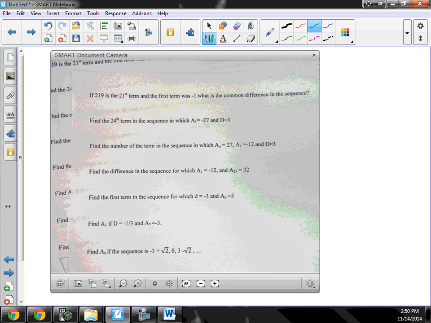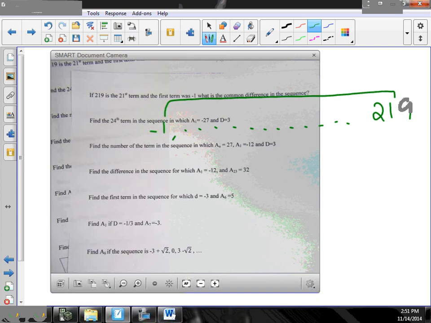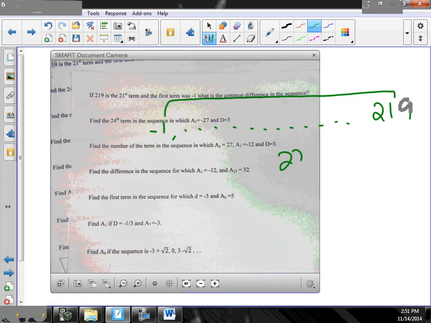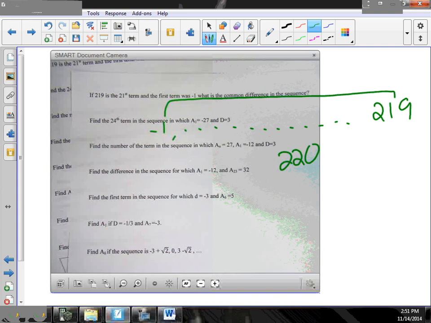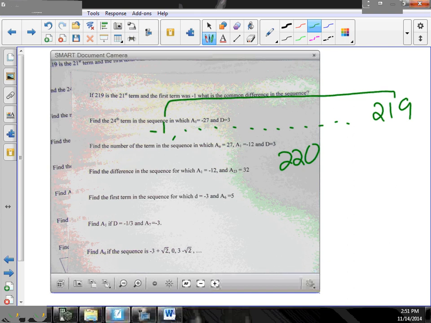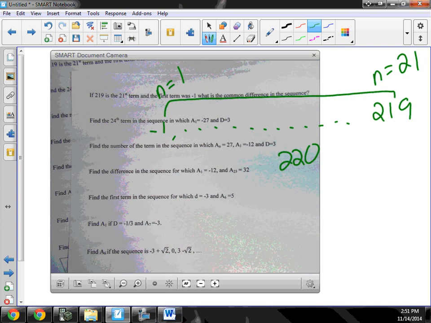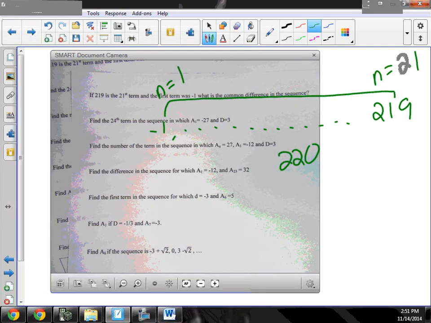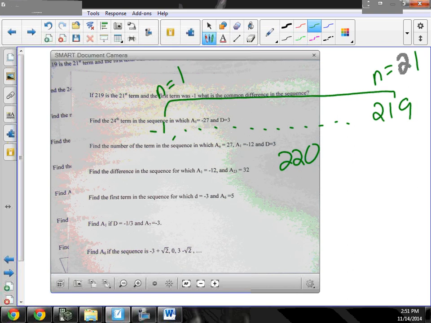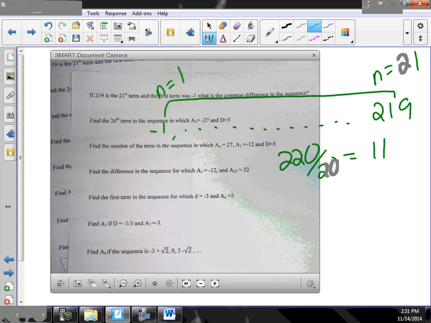So she knows the sequence starts at -1, and then it ends out here at 219. So how much has the sequence gained? 220. Then what did you do? Well, let's back up a little bit. Then she said, this is n equals 1, and this is n equals 21. So how many n's have I implemented? 20. So I did 20 n's over the course of 220 numbers.